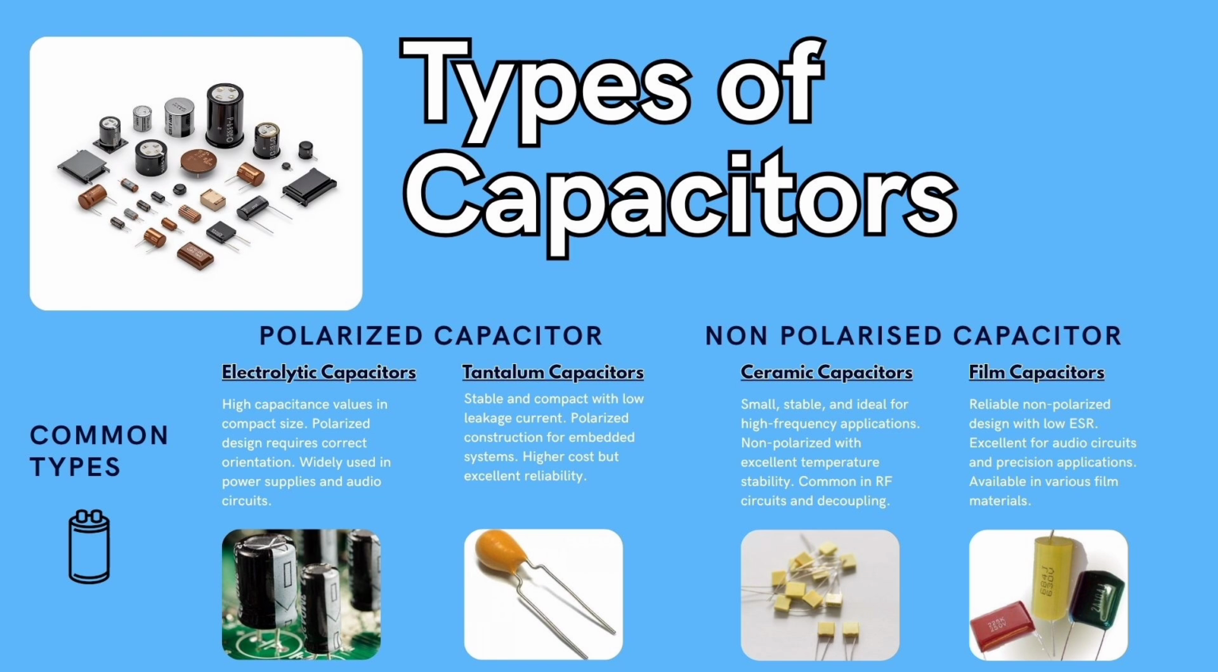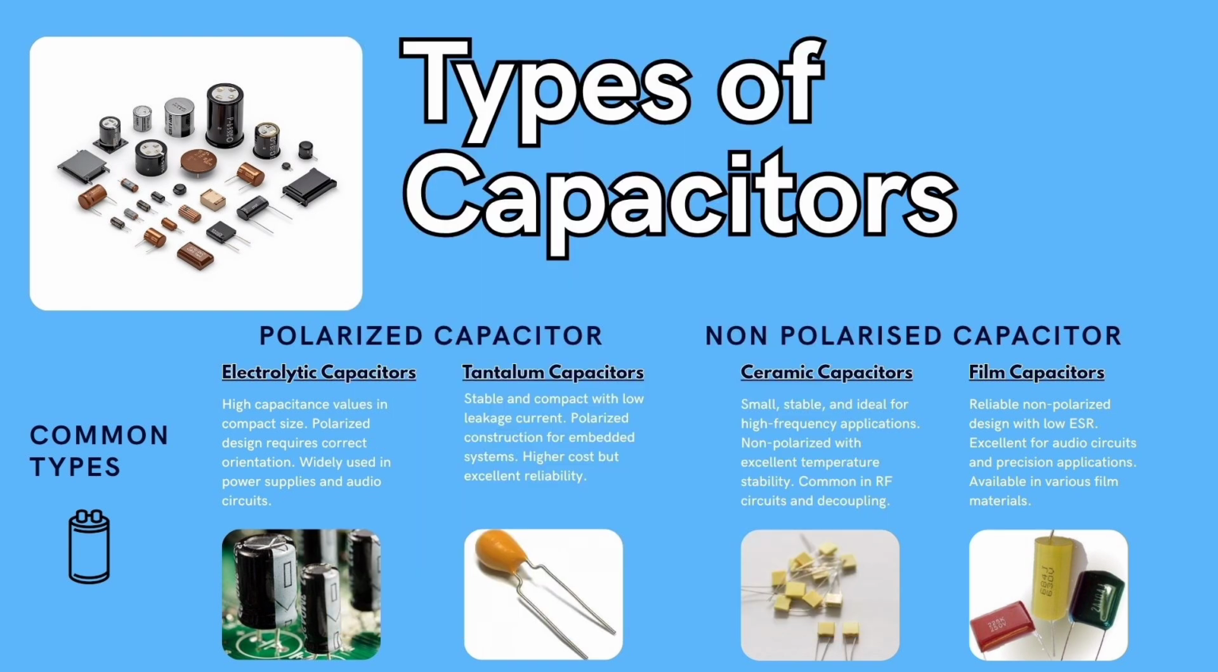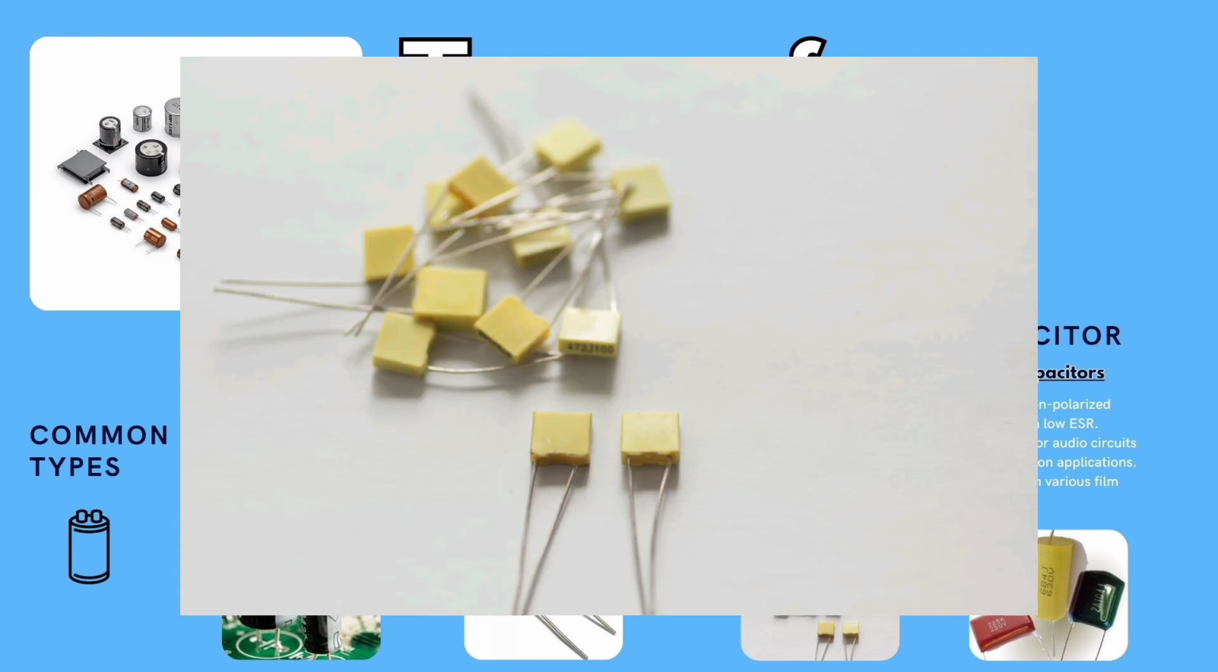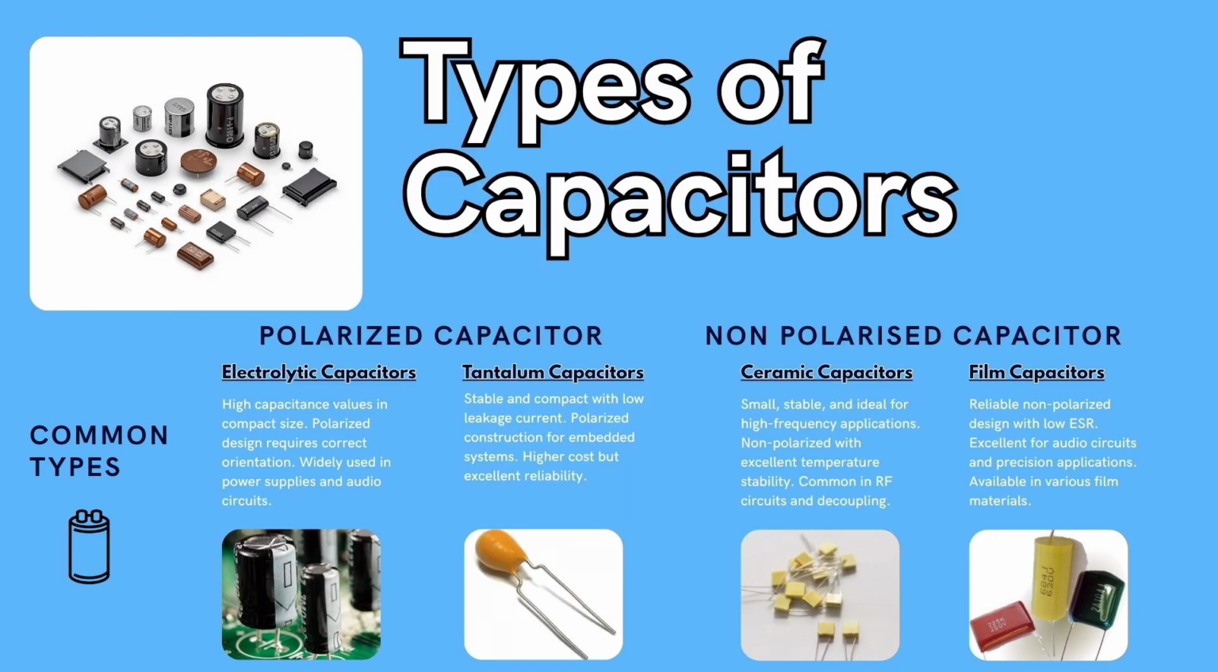Next, non-polarized capacitors. These capacitors do not have fixed polarity, so they can be connected in any direction in a circuit. Examples of non-polarized capacitors are ceramic capacitors, polyester capacitors, and mica capacitors. These capacitors are commonly used in coupling, decoupling, timing, and high-frequency circuits.